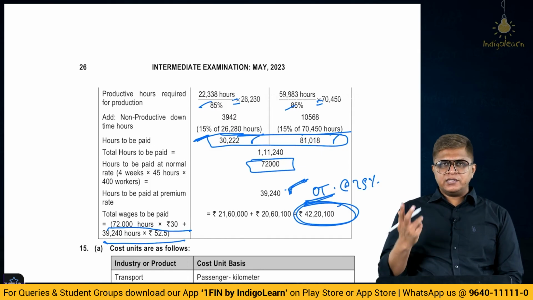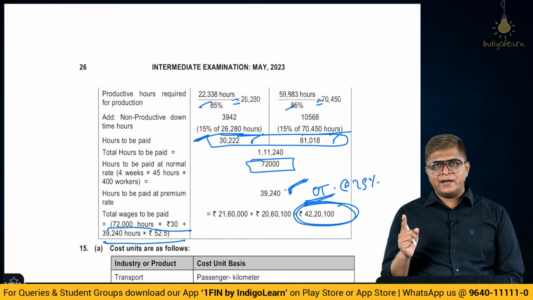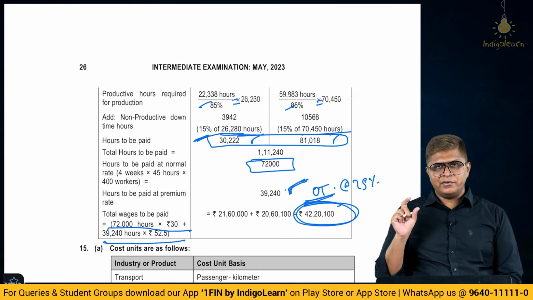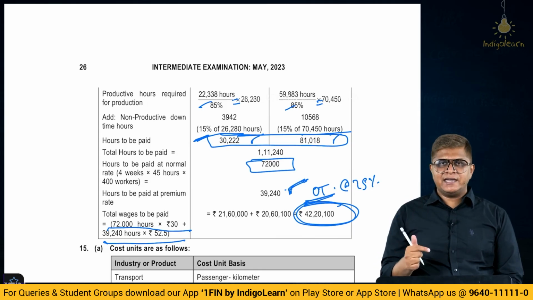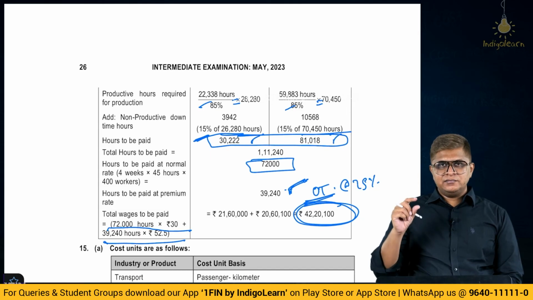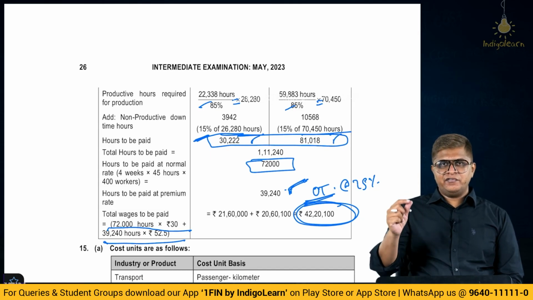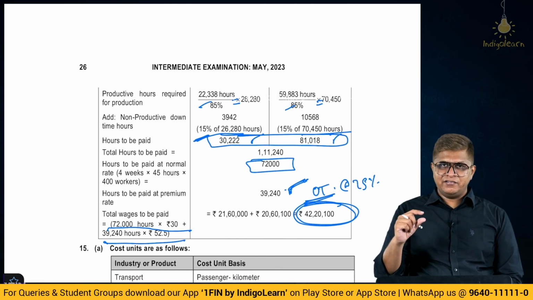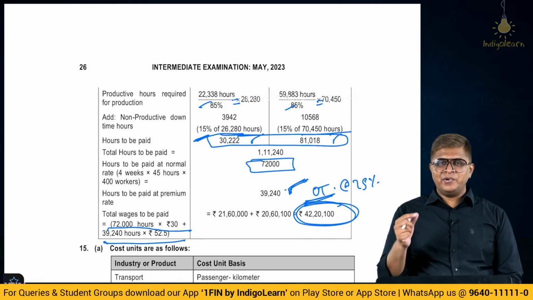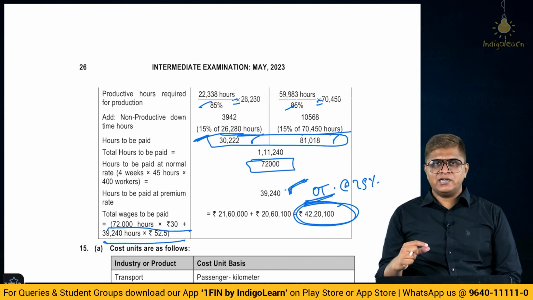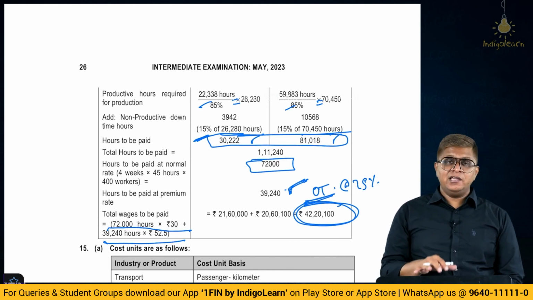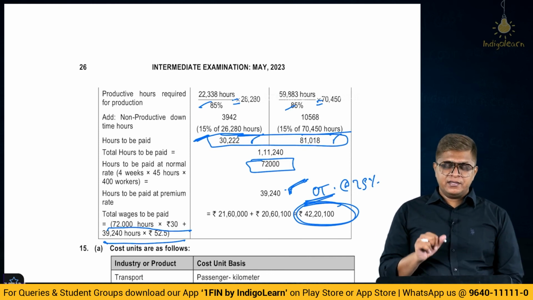So two things that we need to be careful about. One, computation of the production budget, and second, how they have given us information about the hours. Standard hours, provide for efficiency, arrive at the productive hours, add non-productive time, arrive at the total time, compare it with the time available, find out how much overtime is required, and then compute the total wage cost.